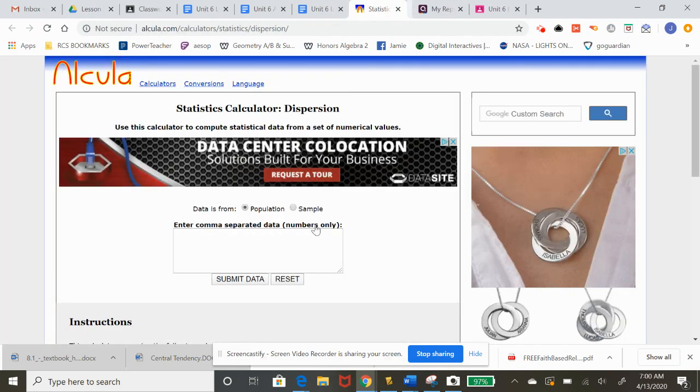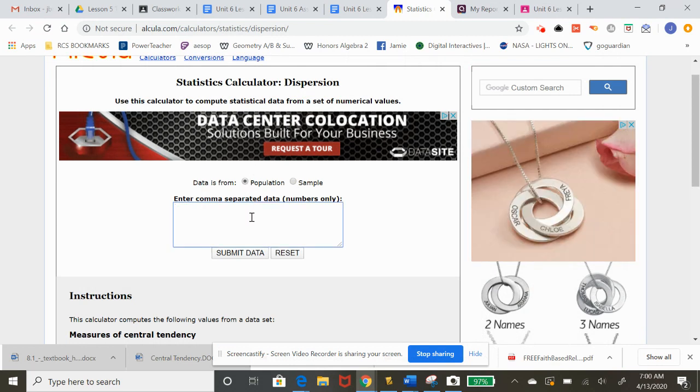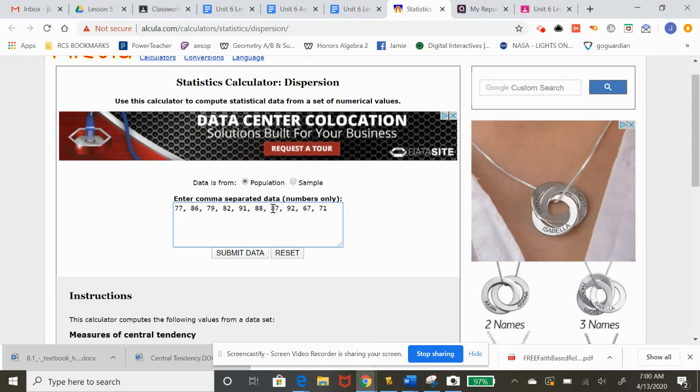I'll go ahead and click on it. So click on that link, and it should look like this. Okay, nothing too fancy here. And I'm going to paste those numbers in there.